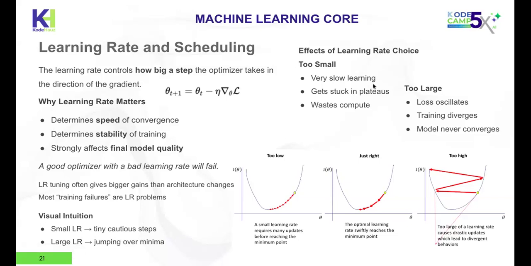Again, I've said it, if it's too small, you have slow learning, you get stuck in plateaus, because plateaus are where the gradient becomes zero or very close to zero. So you basically will not escape out of that plateau and it wastes compute because you keep computing, you keep cycling, but you are not getting better. Your loss is not getting better. But on the other hand, if your learning rate is too large, it oscillates like you're seeing here, right? And the training diverges and the model will never converge.